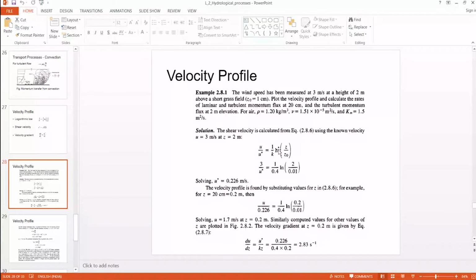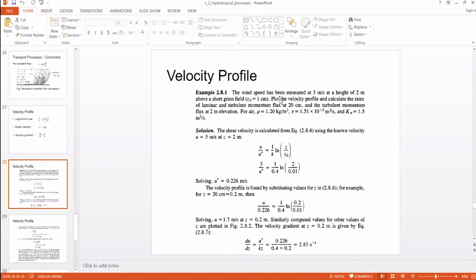Now we know this equation: u by u star equals 1 by kappa log z by z naught. At one location, at a height of 2 meters above the ground surface, the velocity is measured as 3 meters per second. We don't know u star, but u is known at z equal to 2 meters, that is 3 meters per second. When we apply those values, we get u star as 0.226 meters per second.